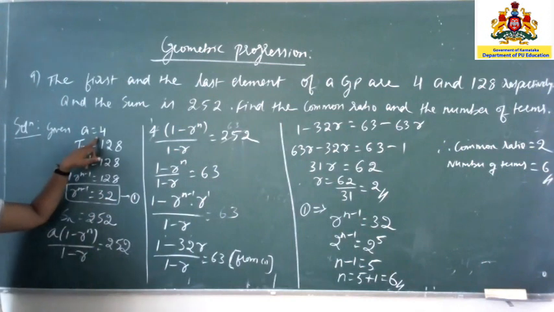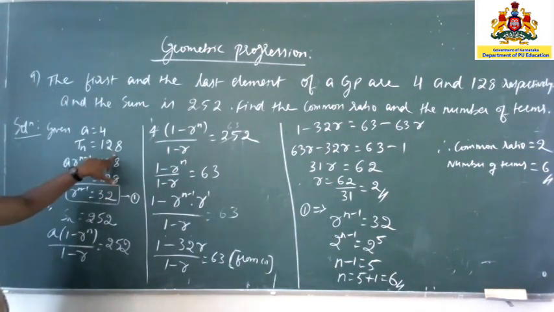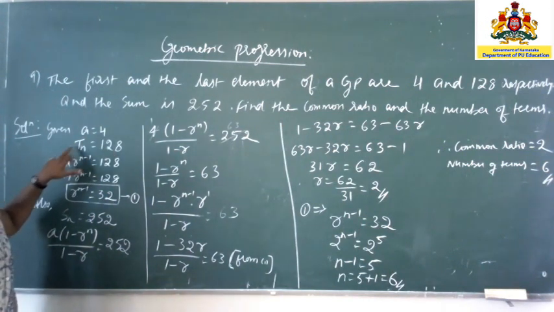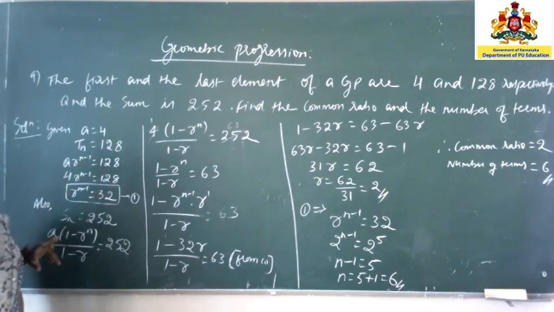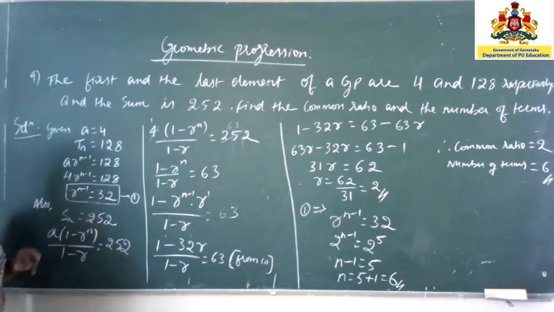So I'll repeat once again. Given A is equal to 4 and the nth term, last term is 128. So Tn is A r to the power of n minus 1 is equal to 128. A is 4, substitute. So r to the power of n minus 1 is equal to 128 by 4, I'll get 32. Call this as 1. Then Sn is equal to 252, that is given.